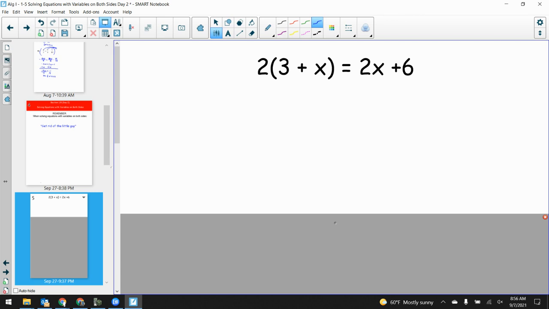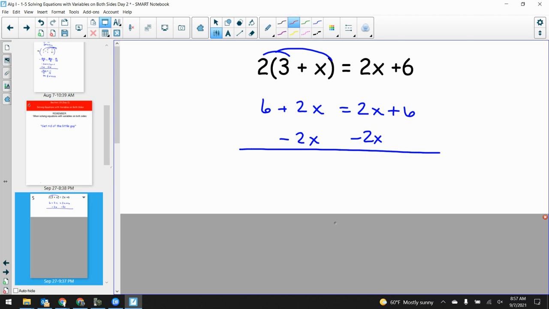Now, you can do this with me, or you can just watch. This is completely fine. But if I were to solve this equation, the first thing that I would do would be to distribute in the 2 to get 6 plus 2x is equal to 2x plus 6. And then I'm going to get rid of the little guy. But wait a second, there is no little guy. They're both 2x. So let's just pick one and move it. Let's say I'm going to move this one from the left side to the right side, and by doing so, I would be subtracting 2x from both sides.